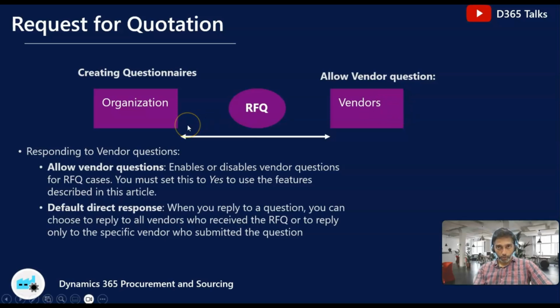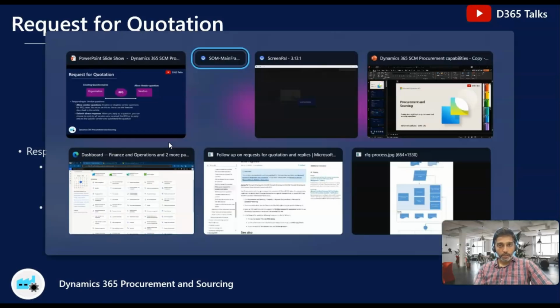In the first part of the video, we will try to understand how to create questionnaires and publish them. That will be a one-way communication. In the second part of the video, we will try to understand how to allow the vendors to ask questions, and we can respond to those questions and record the respective responses accordingly. So let's quickly get back to the D365 screen.